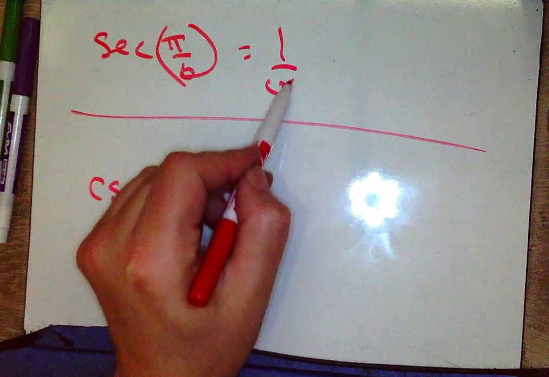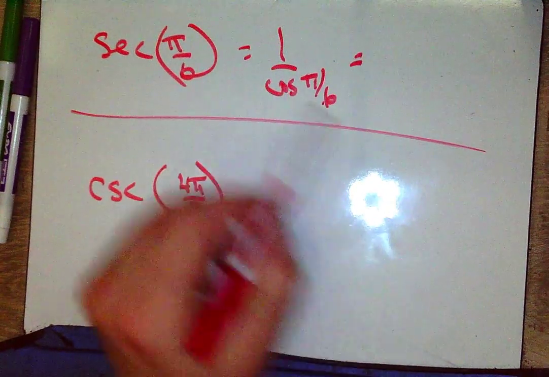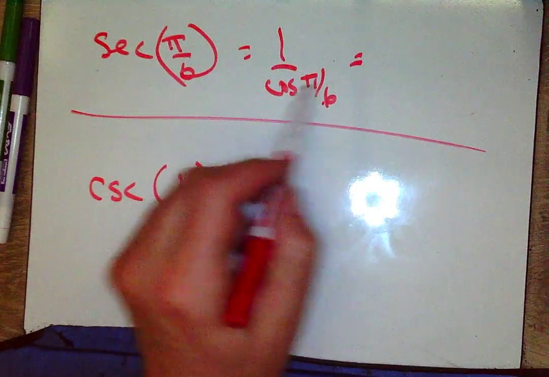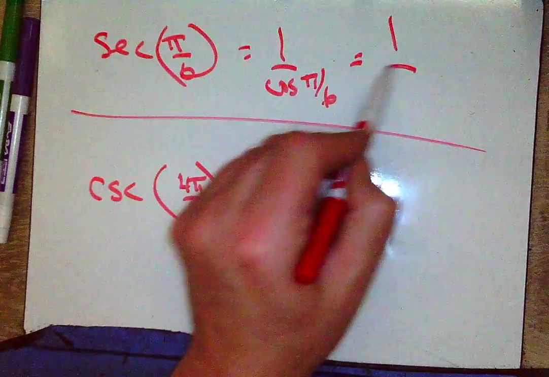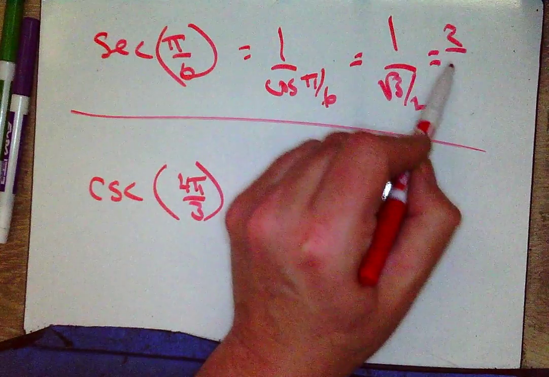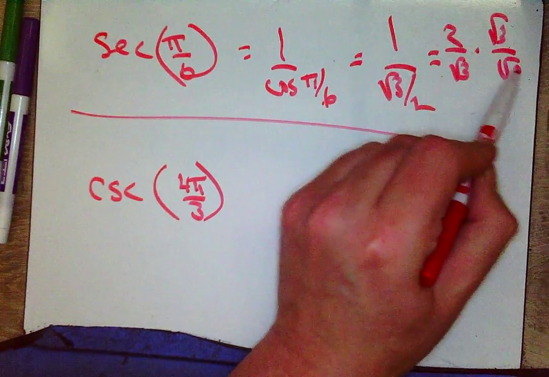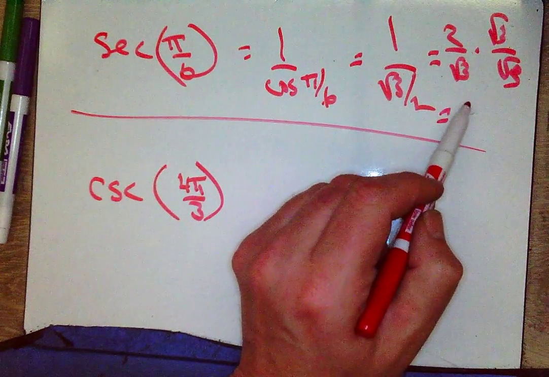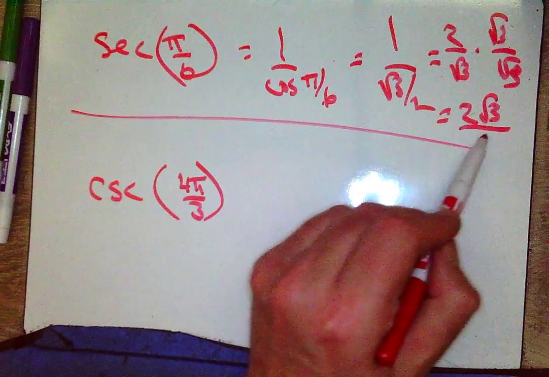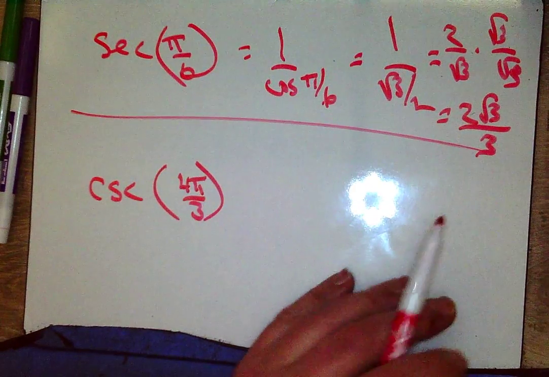Remember, that's the same as 1 over cosine of pi over 6. So if I know the cosine of pi over 6, I can just plug that in. Cosine of pi over 6 is root 3 over 2. And I'm probably going to flip and multiply, and then probably even rationalize. So I end up with 2 root 3 over 3.